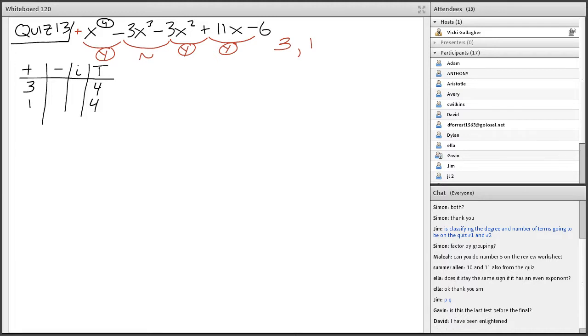Okay, now I'm going to change the signs of only the odd exponents. So x to the 4th, which is even, will not change. That is supposed to be a 4. X to the 3rd is odd, so I'm going to change that to a plus 3x to the 3rd. X squared is even. I'm going to keep it minus 3x squared. And then 11x to the 1st is odd. I'm going to make that minus 11x. And then 6 is not even a variable, so I'm going to keep it a minus 6.